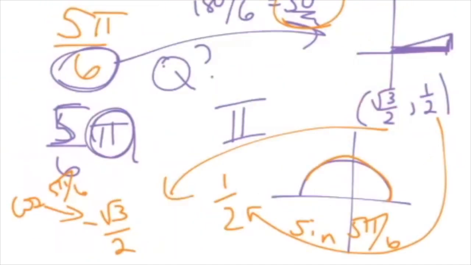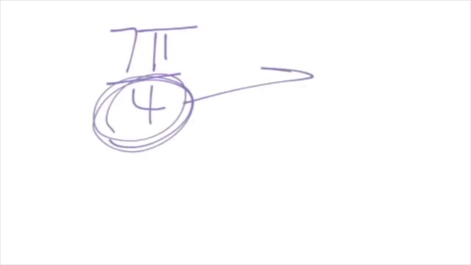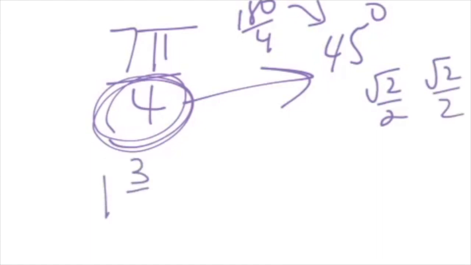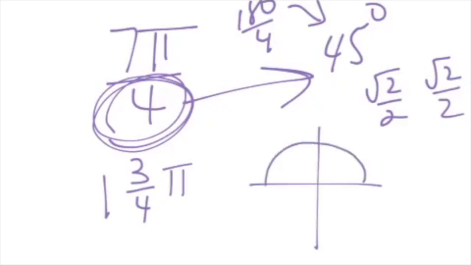Just never, never forget, all right? If we have something over 4, we are talking about a 45-degree reference angle, because 4 into 180, of course, is 45. It's not like you don't know that. And you'd be looking at the radical 2 over 2 and the radical 2 over 2. 7 pi over 4 is 1 3/4 pi. So that means I've gone 1 pi. And then 3/4 of a pi, good golly, that's almost back to pi, right?